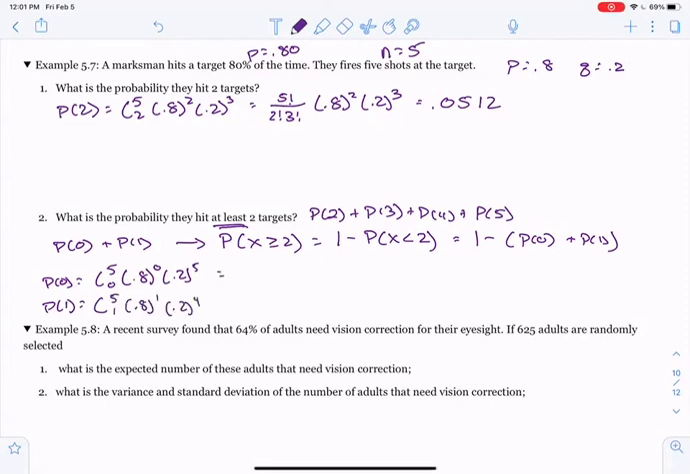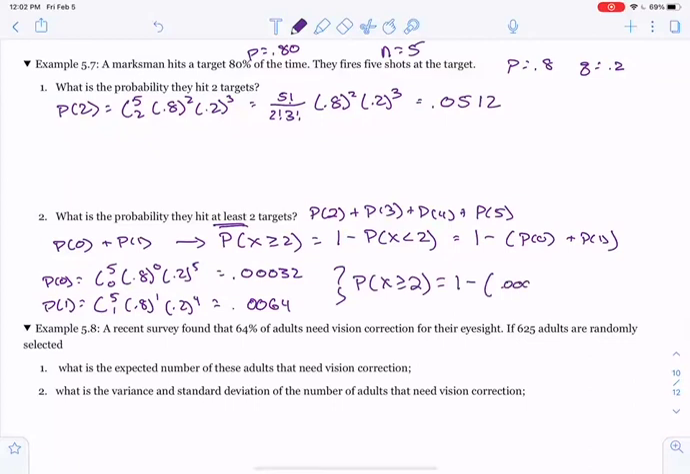And if we compute this, we're going to get 0.00032 and 0.0064, meaning our probability that X, we get at least 2 targets, is 1 minus their sum. And if I compute that, I'm going to get 0.9933.